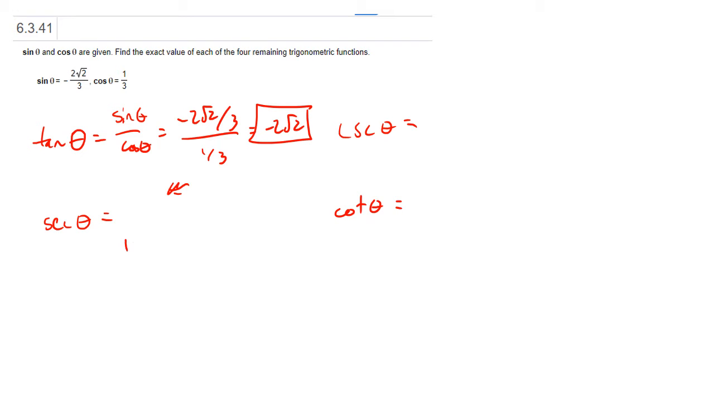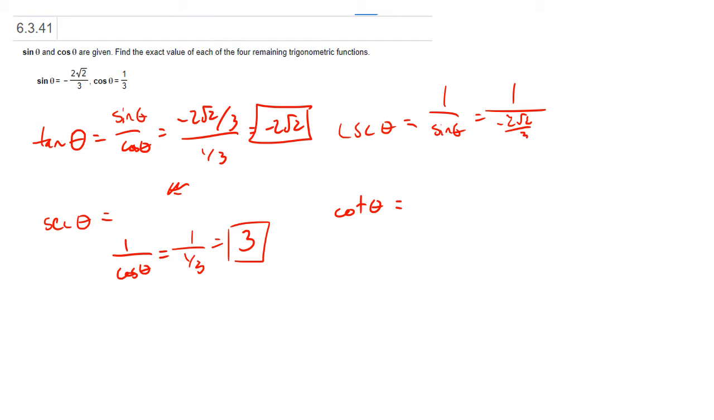Secant theta is 1 over cosine theta. 1 over 1/3, that's exactly 3. Cosecant is 1 over sine theta. So that's 1 over negative 2 root 2 over 3, which is 3 over negative 2 root 2. If I don't like having root 2 down in the denominator, I can call this negative 3 root 2 over 4.